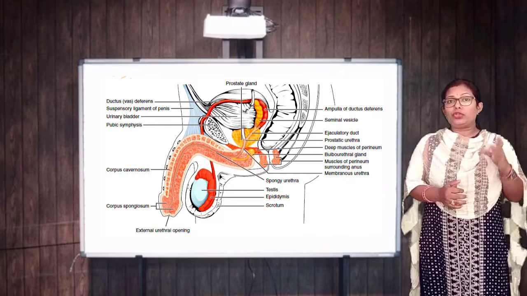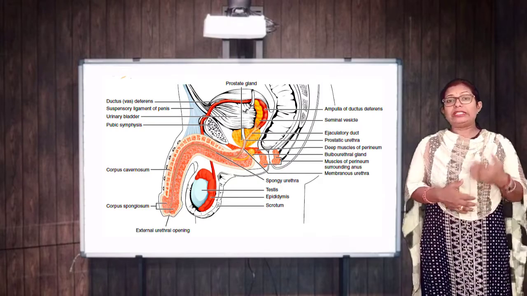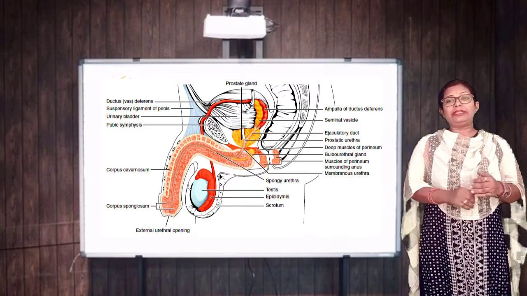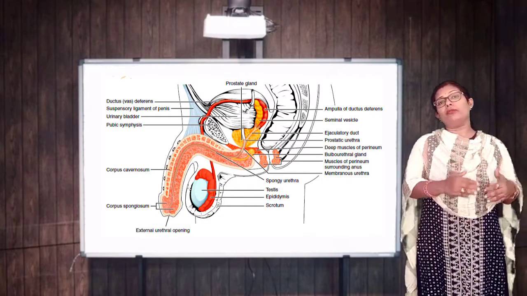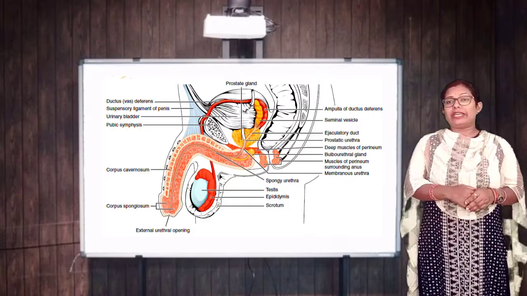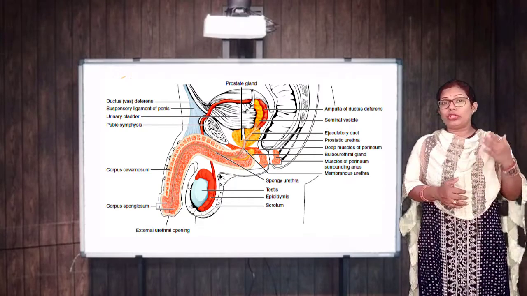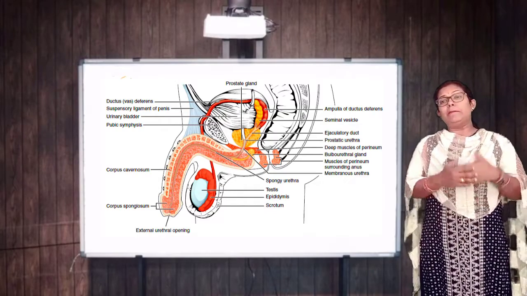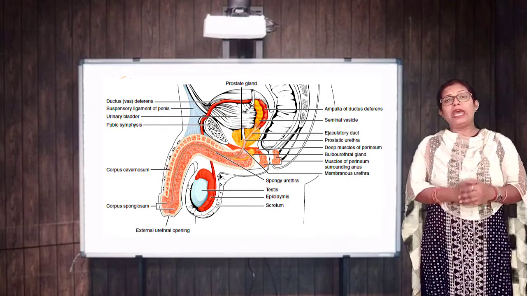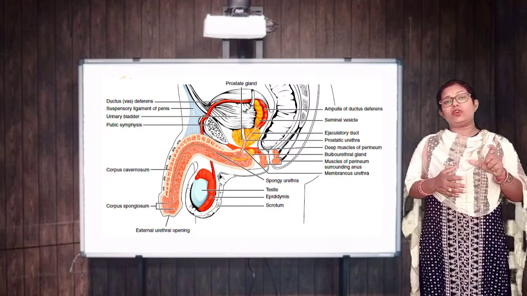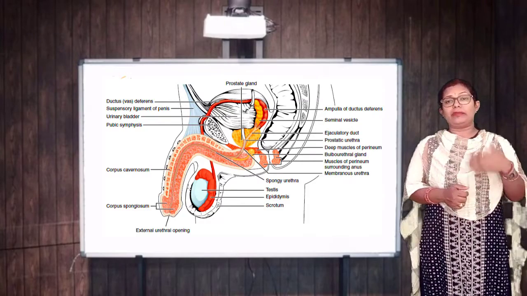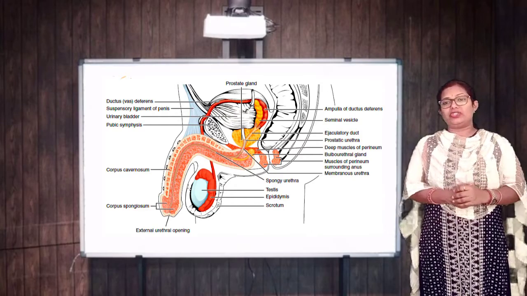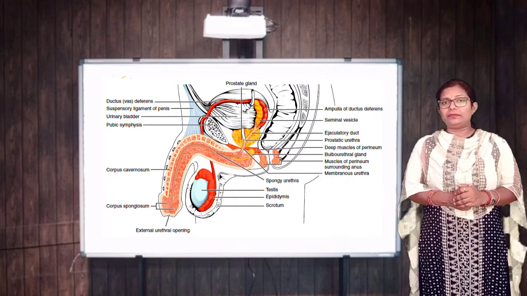Now, we should know about semen. What is semen? Because just now we have studied that the penis transfers semen from the male to the vagina of female. So we should have some information about semen too. Semen is the mixture of sperms and secretions of various glands of male reproductive system. It is whitish in nature, milky white in nature.